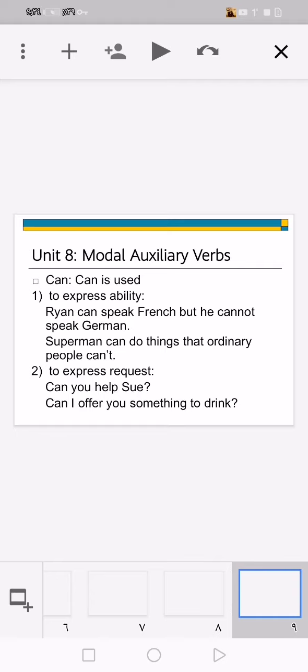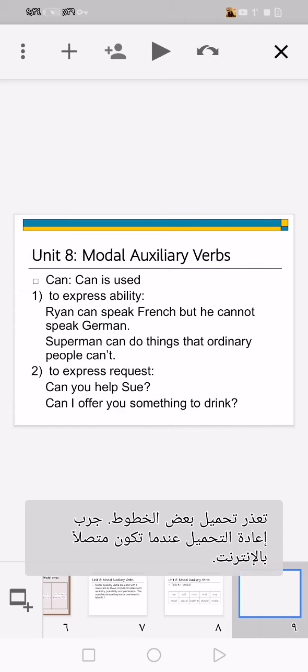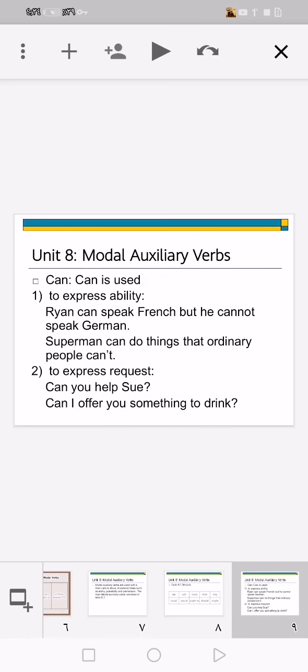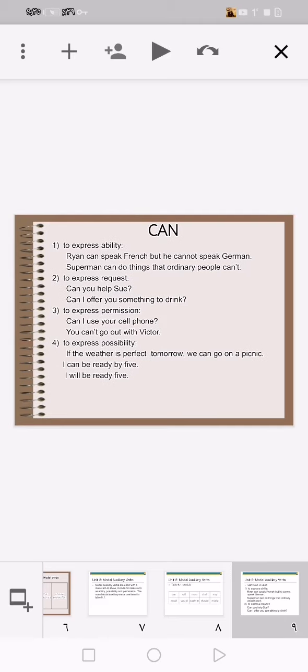Number two, to express request. Request, يعني الطلبات المؤدبة. Polite request, for example, طلبات المؤدبة. Can you help? Can you help Sue? هذا شيء صحيح للطلاب. Express request. Can I offer you something to drink? It's also to express request.